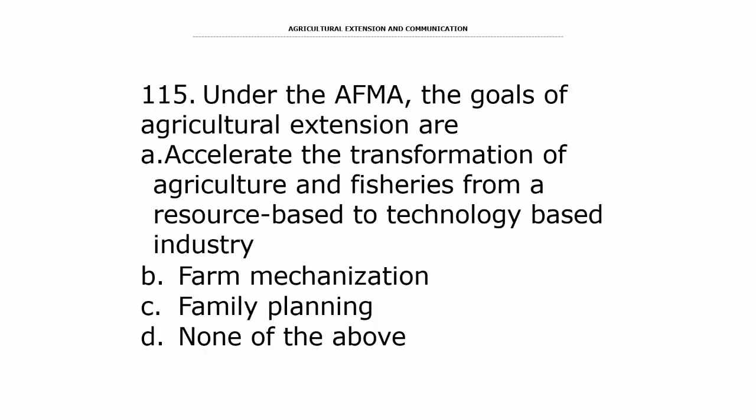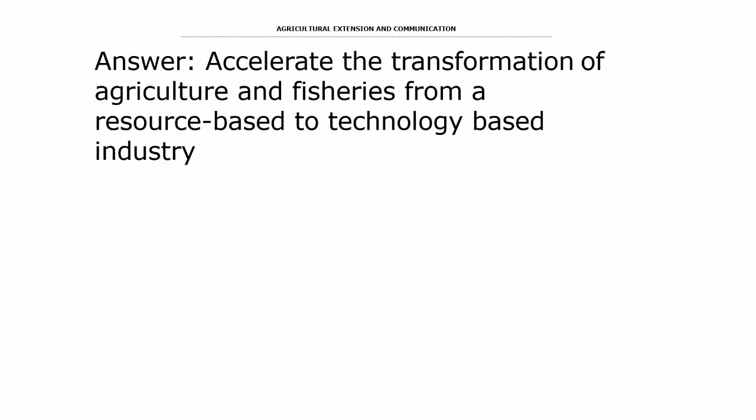Number 115. Under the AFMA, the goals of agricultural extension are A. Accelerate the transformation of agriculture and fisheries from a resource-based to a technology-based industry. B. Farm mechanization. C. Family planning. Or D. None of the above. The answer is accelerate the transformation of agriculture and fisheries from a resource-based to a technology-based industry.